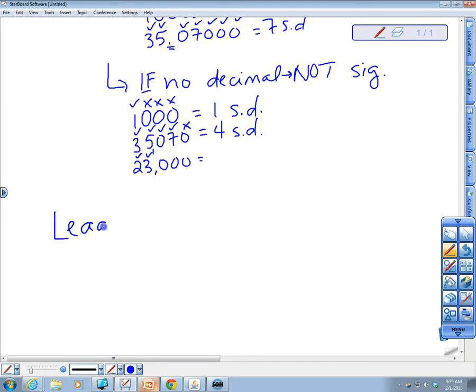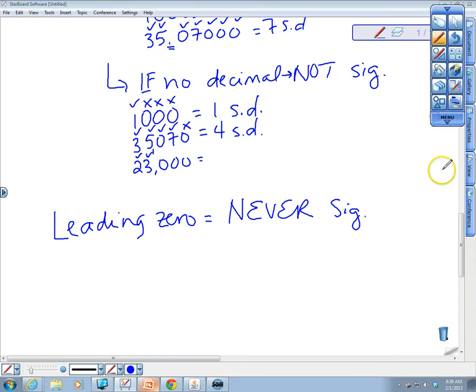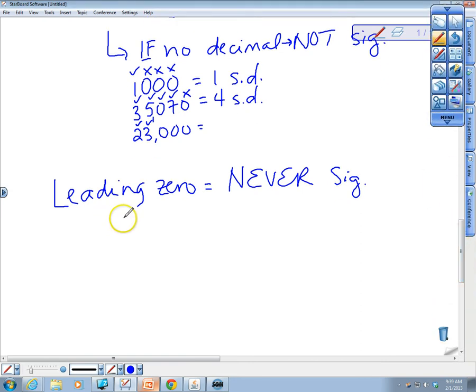Leading zeros, zeros that come in front, are never significant. Never, ever, ever is a leading 0 significant. Okay, move this out of my way. So, for example, if I have 0.052, it does not matter that there is a decimal. Leading zeros are never significant. So the ones that come in the front are not significant, but the non-zeros still are. So I have 2 significant digits.